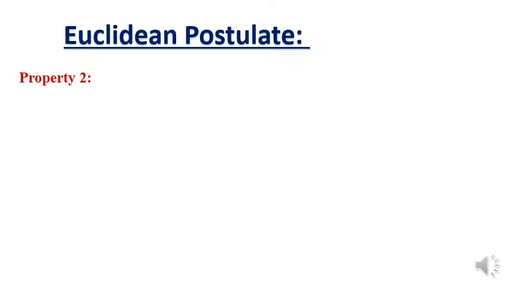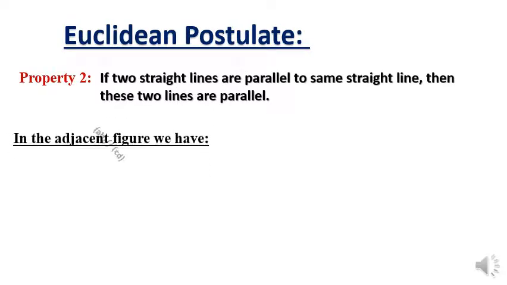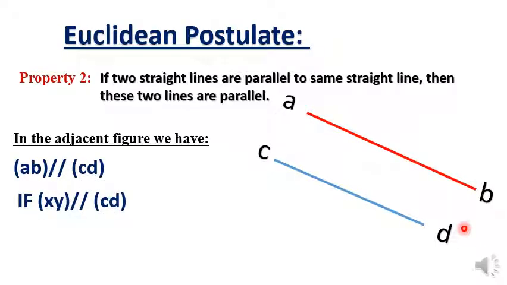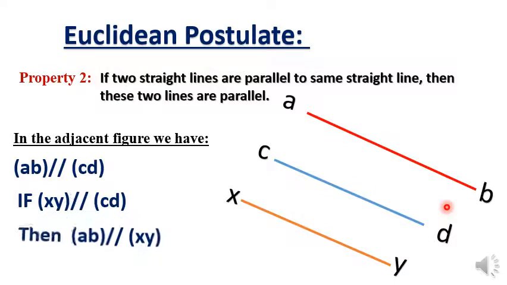Now property 2. Look at the adjacent figure. We have two parallel lines. AB is parallel to CD. And if XY is also parallel to CD, then we get that AB is parallel to XY and parallel to CD. So property 2 says that if two straight lines are parallel to the same line, then these two lines are parallel.